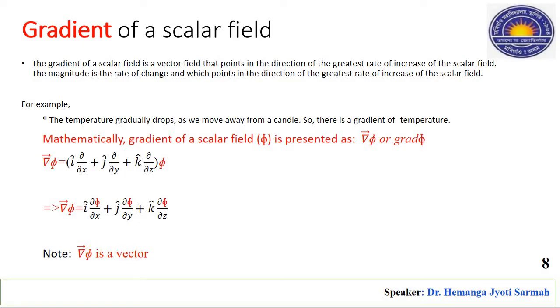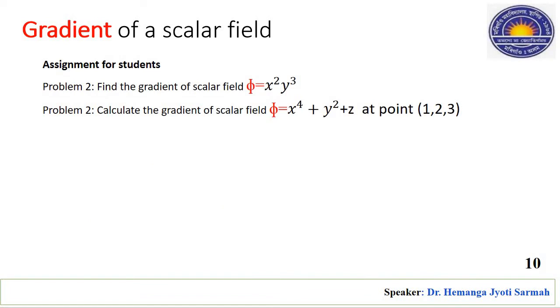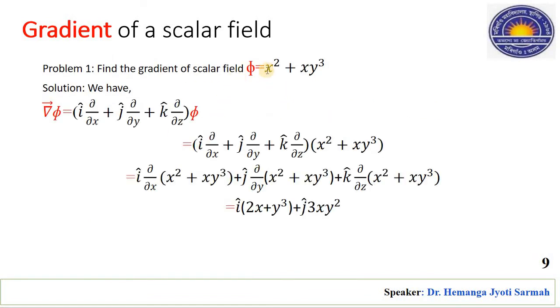We will have a basic example here. We are taking a scalar field, that is phi equal to x square plus xy cube. Upon operation of the gradient, we will have the basic expression like this. After inserting the phi value from the equation, we will have this, and after simplification we can write like this.